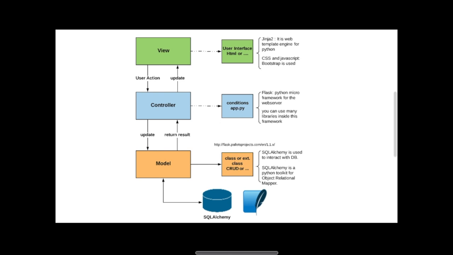So what does view, control, model mean? View is your UI. Anything that you are seeing in the web browser is a view. Anything, like this web page. As you can see here in the view, I put some references. It means user interface, HTML, JavaScript and other things. For creating HTML in the view we are using Jinja. Jinja is a web template engine which can help you make your HTML dynamic.